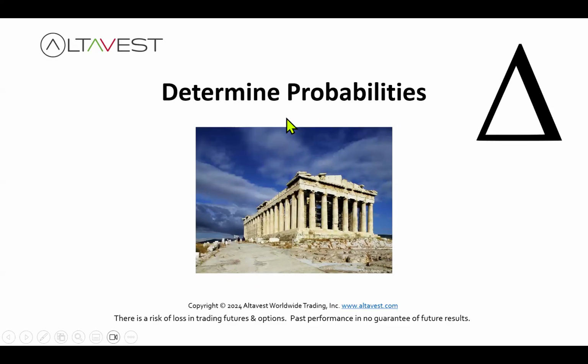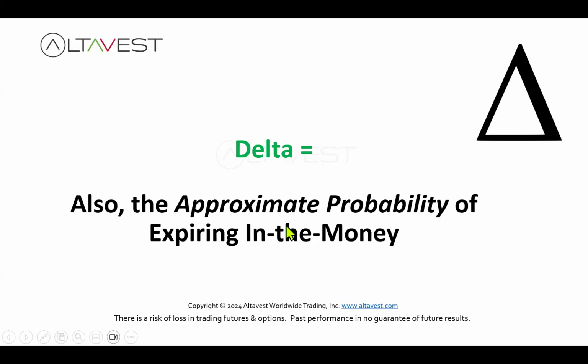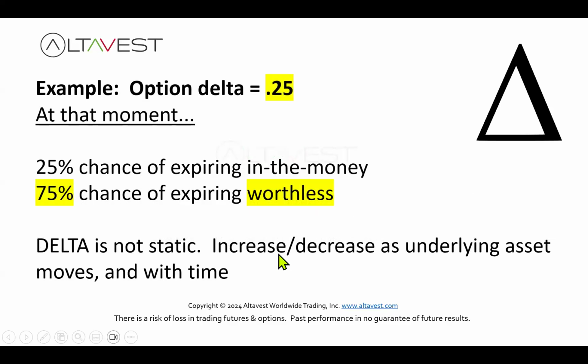So the first would be looking at probabilities when it comes to options. We'll look at delta. So that is how much does the option value change with a change in the underlying asset price or the underlying ticker price. So it's also the approximate probability of expiring in the money. So that's how option traders perceive and view delta. And that's how we're going to look at it as well. And here's an example. If the delta is 0.25, that means there's a 25% chance that it expires in the money, and then a 75% chance, conversely, that that particular option would expire worthless.